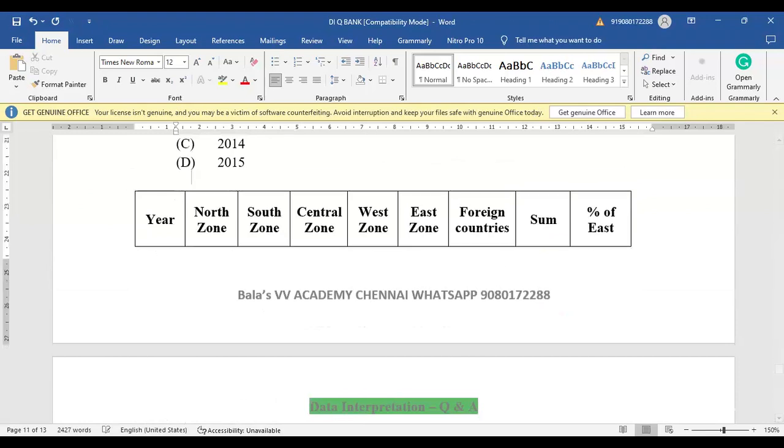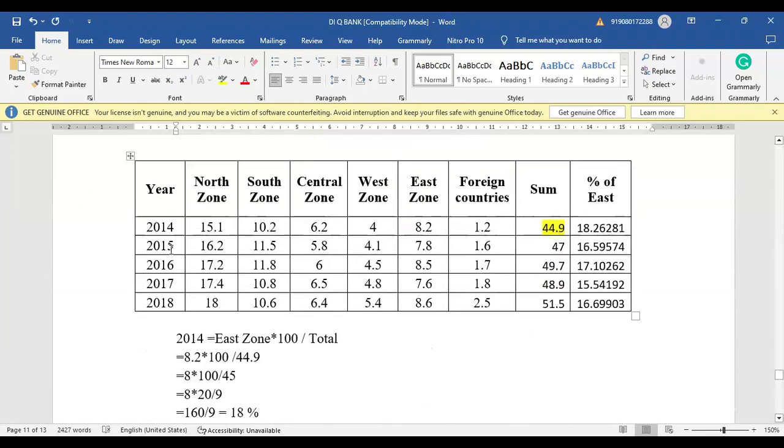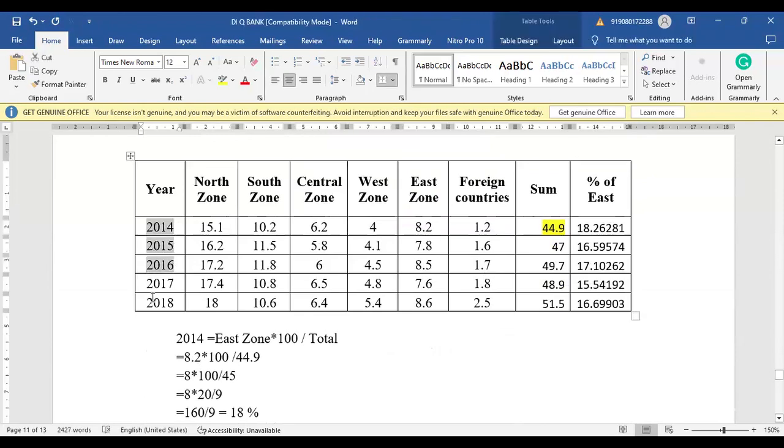1 minute. Take it: 14, 15, 16, 18. Only these 4 years, we should look at the percentage. So which is having the maximum? Which year? Type in the chat box. Which year is maximum?